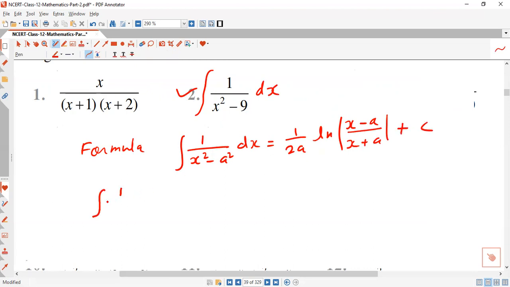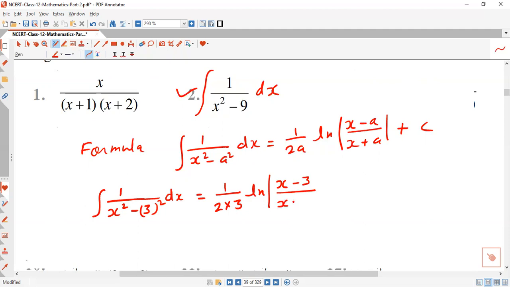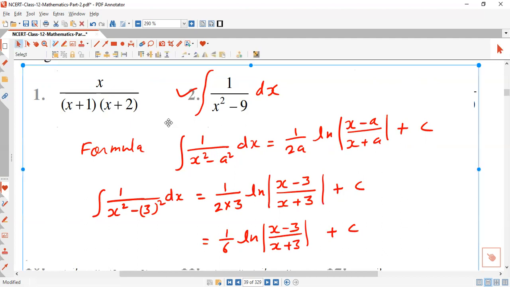So this integration 1 upon x square minus 3 square dx can be written as 1 upon 2 into 3 log of x minus 3 divided by x plus 3 plus some constant c. If you simplify this, 1 upon 6 natural log ln of x minus 3 divided by x plus 3 plus some constant c. So this is the answer of this question. There's no need to do the partial fraction because it's a formula directly.